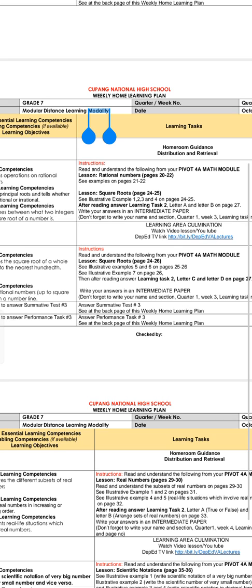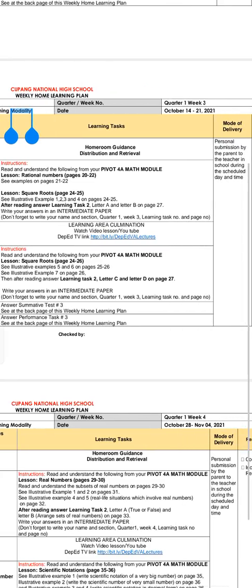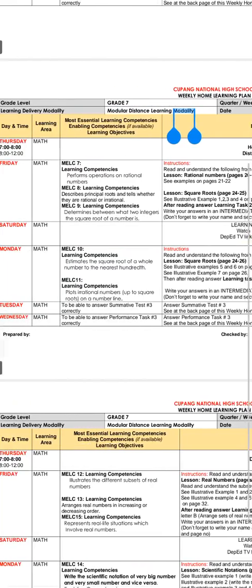After reading, answer learning task number 2, letter A and letter B on page 27. Write your answers on intermediate paper. Don't forget to write your name and section, quarter 1, week 3, learning task number and page number.